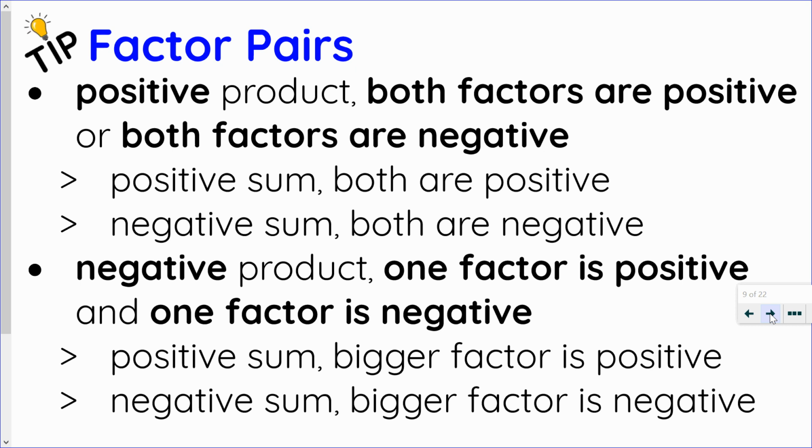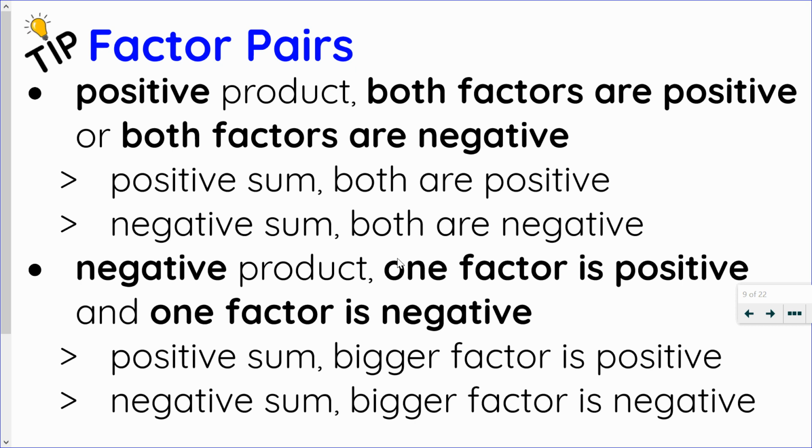If I have two numbers that multiply to a positive product, then I know my factors are either both positive or both negative. The way that I can tell if it's positive or negative is by looking at the sum. So if they multiply to a positive and add to a positive, they both have to be positive. If they multiply to a positive but they add to a negative, both numbers have to be negative.